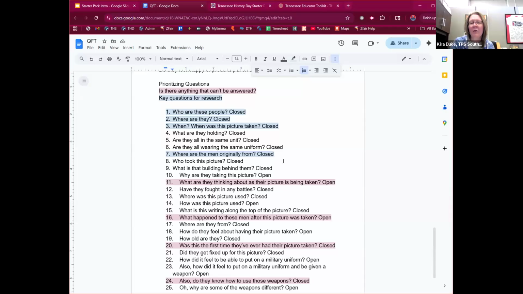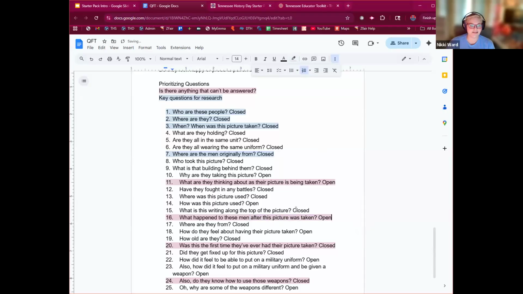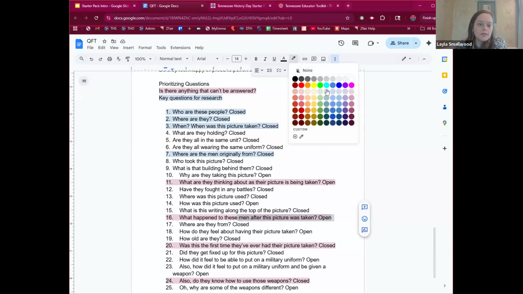And I think the other thing I would want to know is 16: what happened to these men after the picture was taken? What is the long-term trajectory for these men who fought in the USCT? I'm going to half and half it, since we said that's one that would be hard to answer.